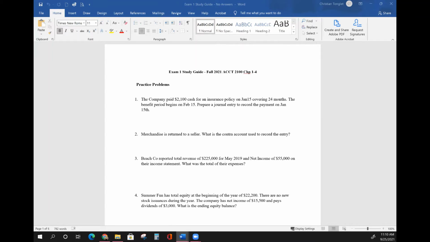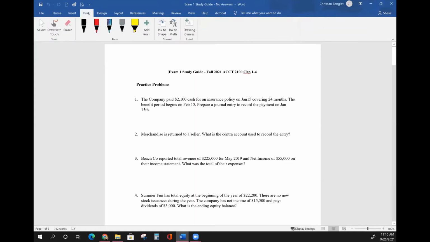It could possibly be a multiple choice where I've given you 4 different journal entries and you have to choose the right one. It could be either or. So on this one, we'll say 115. We're paying out for an insurance policy. We're prepaying it, so it's a prepaid insurance for $2,100. That's my debit. And then I'm going to credit my cash because I'm spending the money now for $2,100.